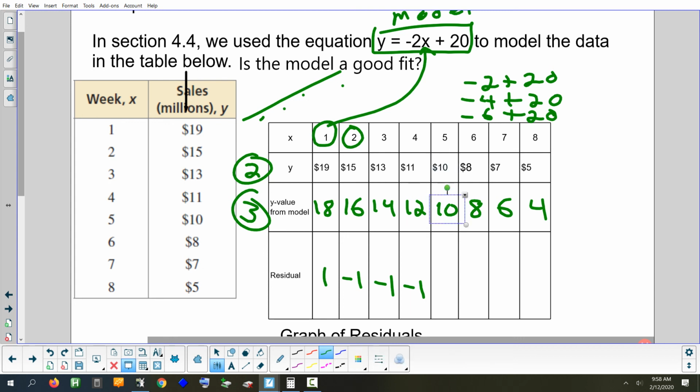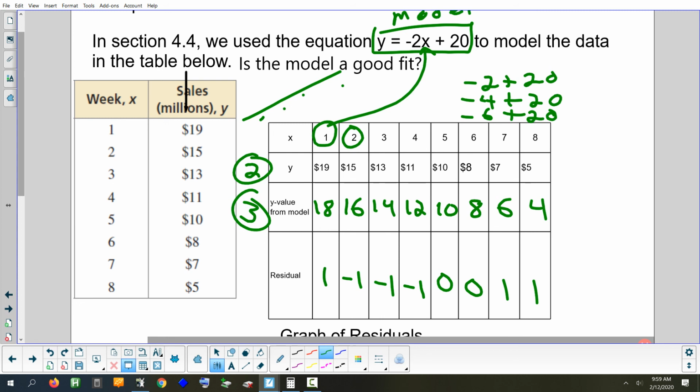What's the residual here? 10 minus 10? 0. That means that the model predicted perfectly. That's like a point that's right on the line. Perfect. What's 8 minus 8? 0. That's another point that's perfect. 7 minus 6? 1. Okay, good. So we got another positive residual, which means now you've got a point that's above the line. So you got an above, below, below, below, right on it, above. And what's 5 minus 4? 1. Above. So we got 3 aboves, we got 3 belows, and we got 2 perfect right on it.